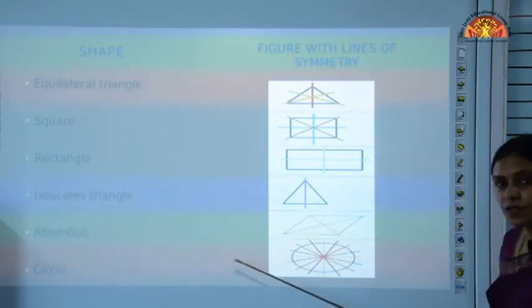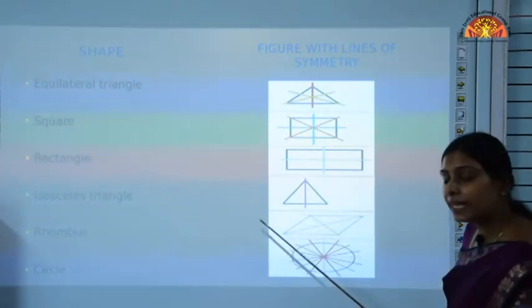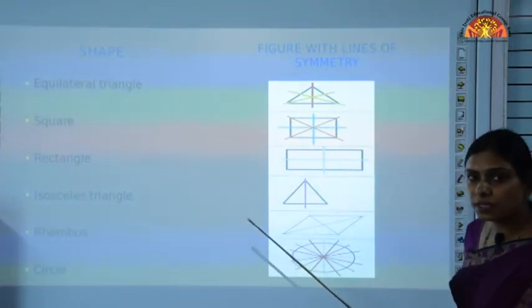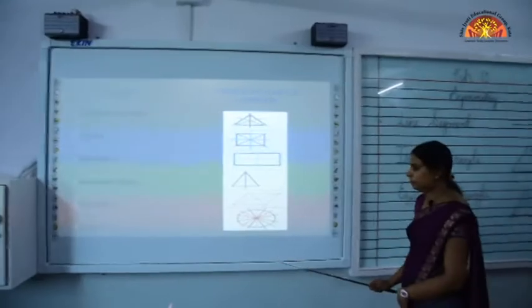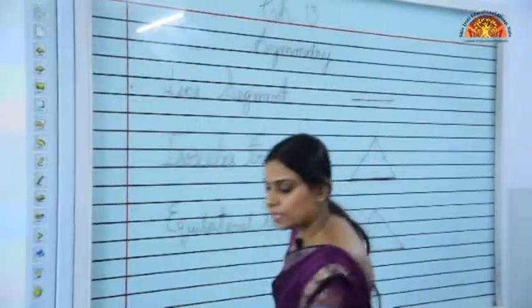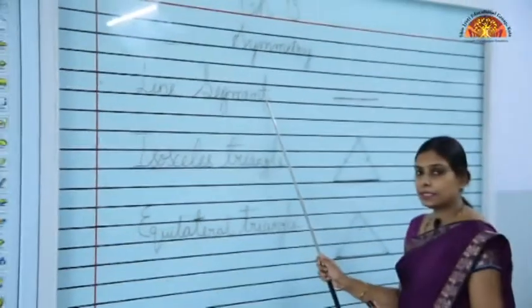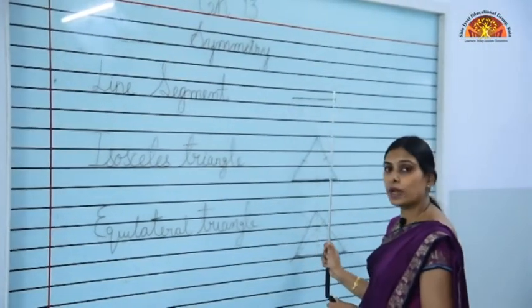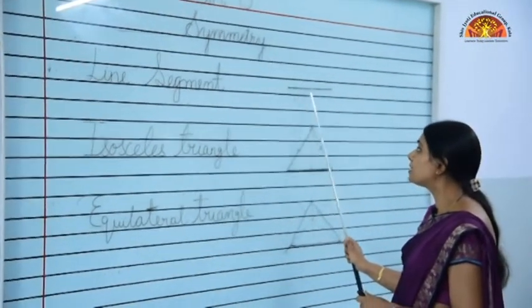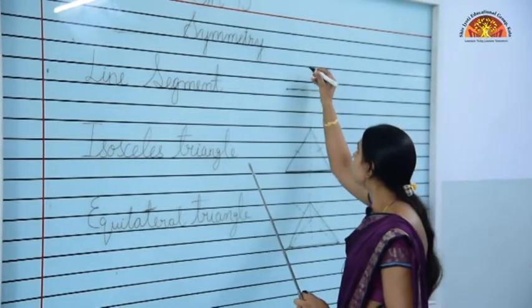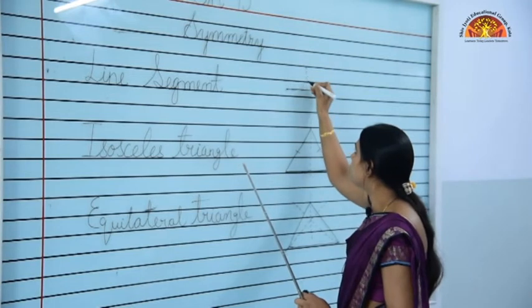In the case of circle, there are infinitely many lines of symmetry. So I will show you some figure on the board. So just see the example over here children. You can see here line segment. Line segment, there are 2 endpoints. So there is only one single line of symmetry. That is, it can be divided vertically into 2 halves.